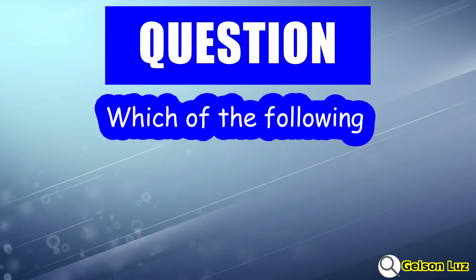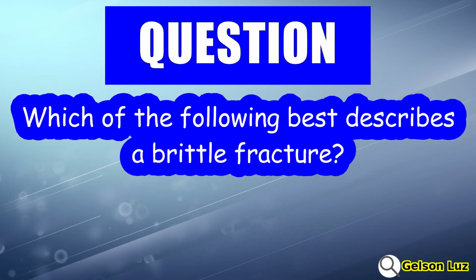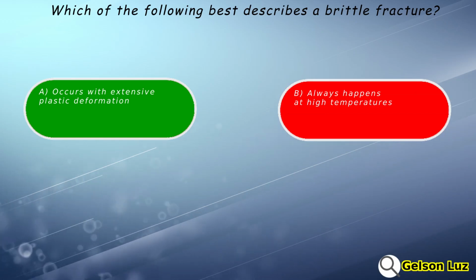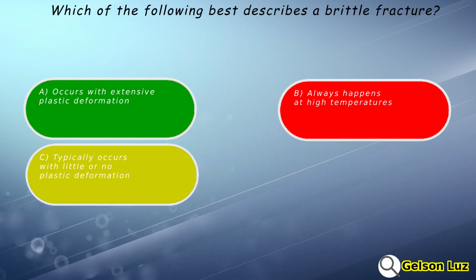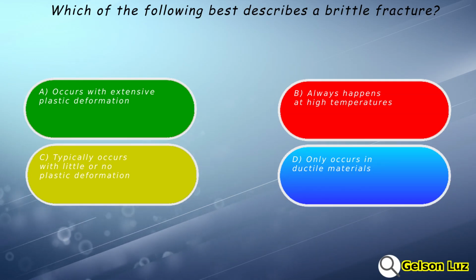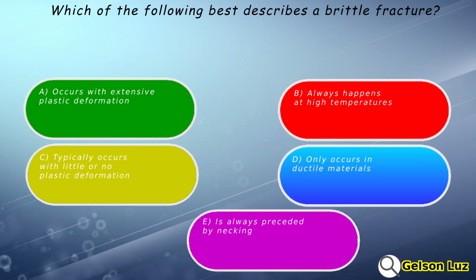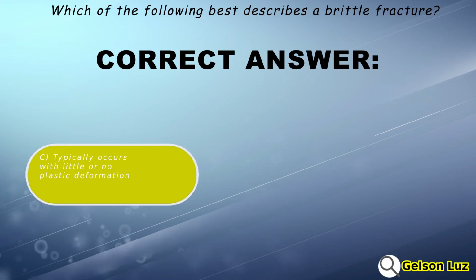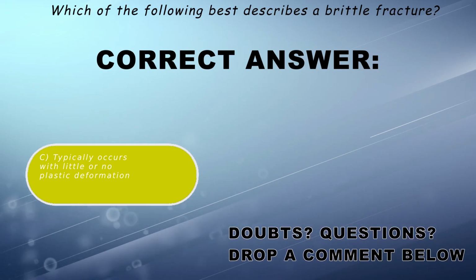Which of the following best describes a brittle fracture? A. Occurs with extensive plastic deformation. B. Always happens at high temperatures. C. Typically occurs with little or no plastic deformation. D. Only occurs in ductile materials. E. Is always preceded by necking. The correct answer is C. Typically occurs with little or no plastic deformation.